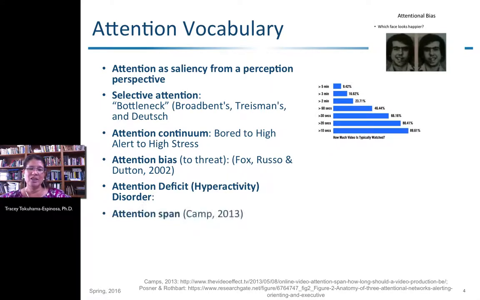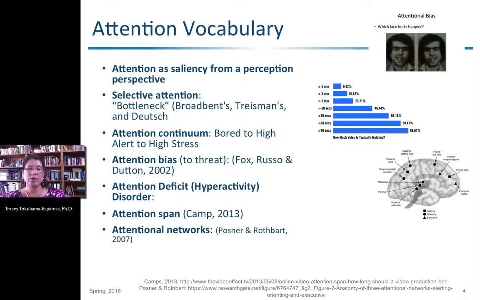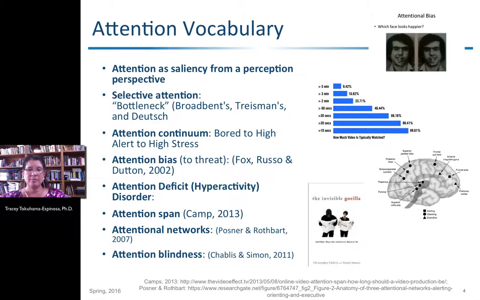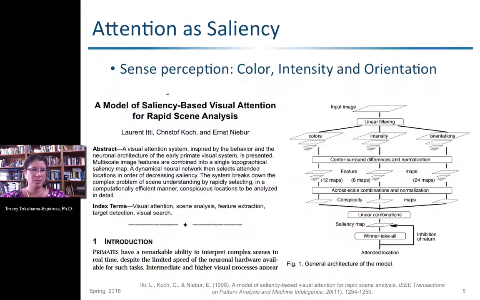Then we will look at attention spans: how long can a human being pay attention, and has that changed due to technology? Then we'll look at attention networks as they exist according to Posner and Rothbart's model, and then attention blindness. So we'll now consider each of these points individually.